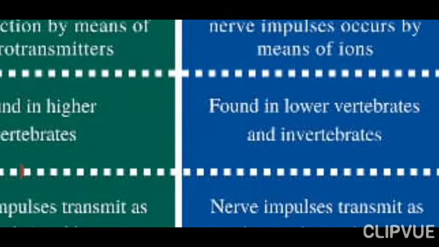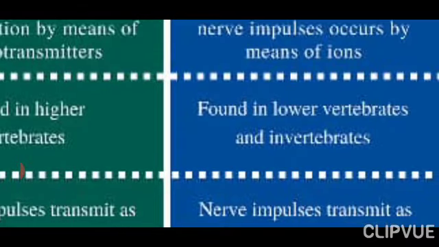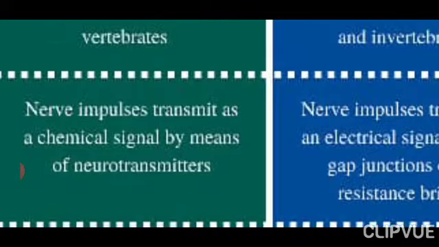Two, where do we find them? Chemical synapses are found in higher vertebrates like human beings. We have a lot of chemical synapses. In fact, most synapses present in humans are chemical, although we also have a few electrical. But we have a majority of electrical synapses in lower vertebrates and invertebrates.